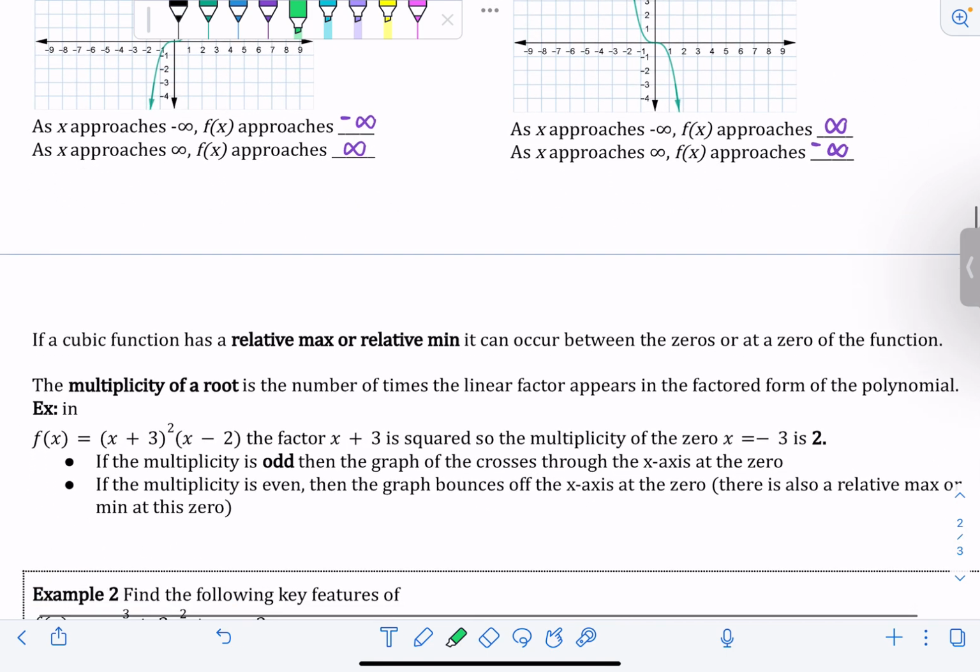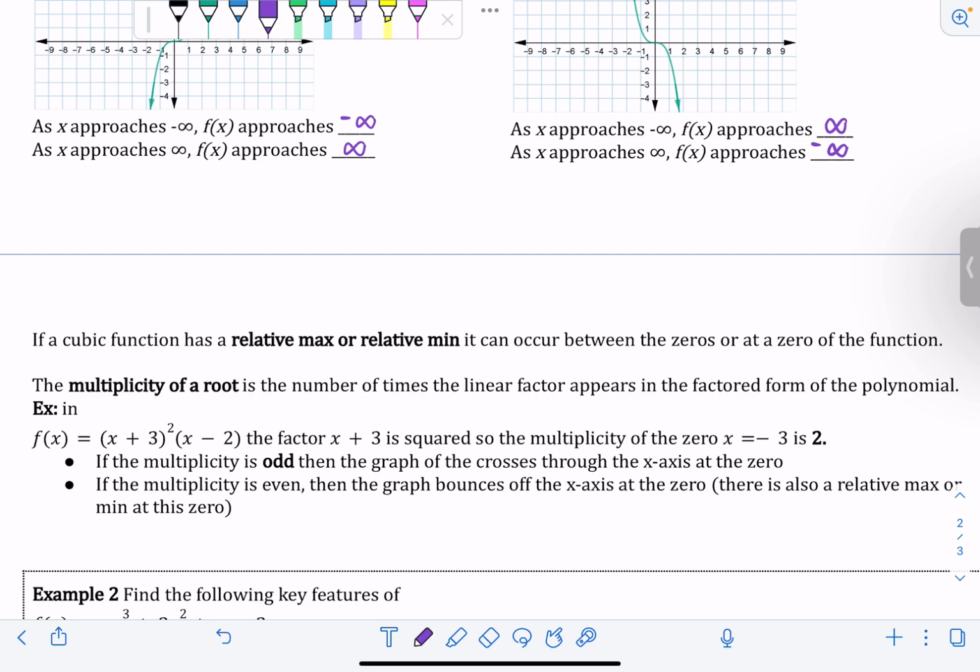Okay, so next section. If a cubic function has a relative max or relative min, it can occur between zeros or at a zero of the function. So there's two different options. I'm getting ahead of myself. I'm just going to read the next section.